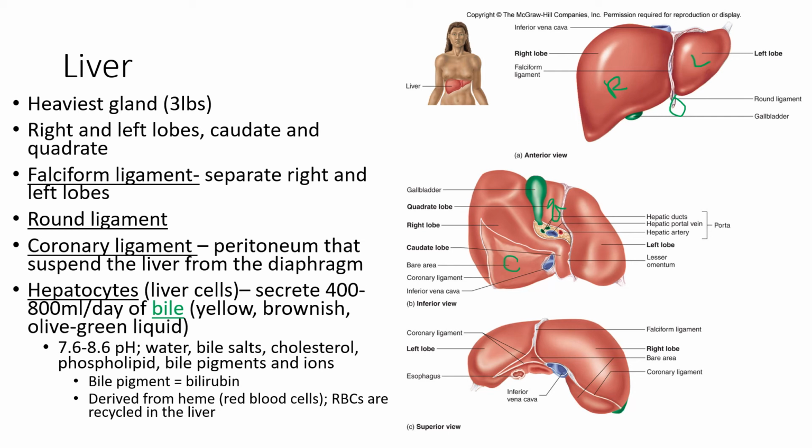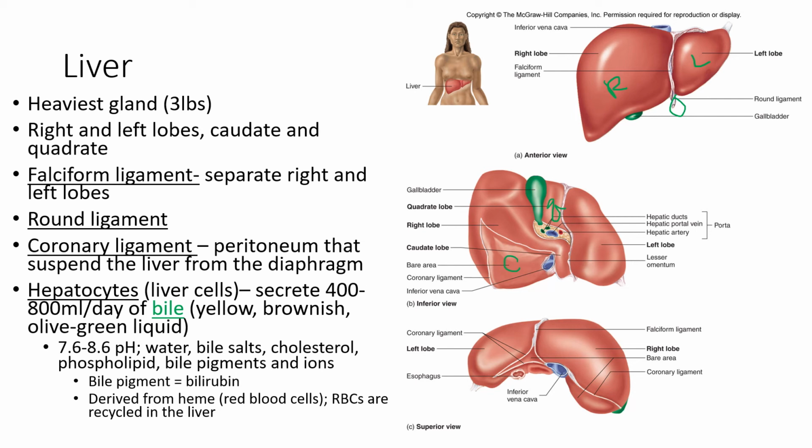And then I do want you to know this term, hepatocytes. So this is just liver cells. So again, if you ever see the term cyte, that's just talking about cells. But these liver cells are going to secrete 400 to 800 milliliters of bile a day.